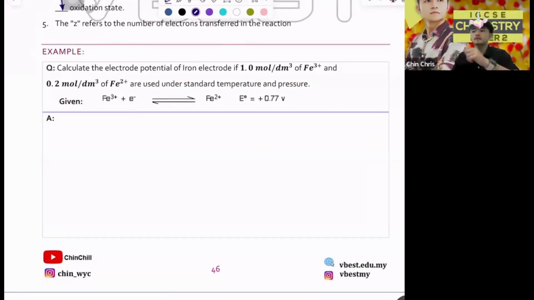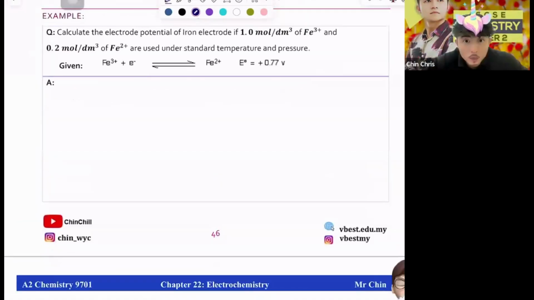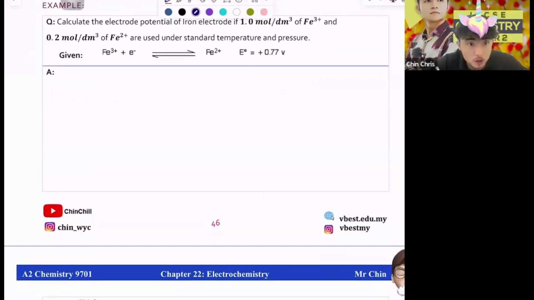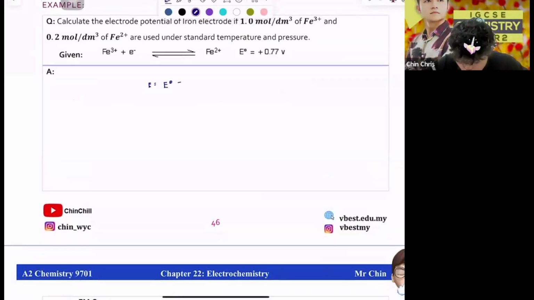Now, calculate the electrode potential of iron if 1 mole per dm³ of Fe3+ and 0.1 mole per dm³ of Fe2+ is used under standard temperature and pressure. So E is equal to your formula: E0 plus 0.059 divided by Z log oxidized over reduced.